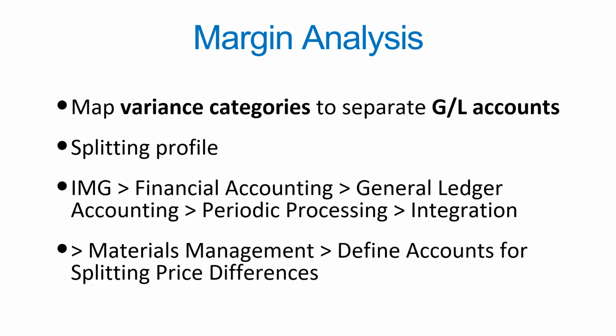We discussed with the margin analysis, you map variances to separate GL accounts in the splitting profile. The menu path for the splitting profile is here. It's fairly straightforward. You just have to create the new GL accounts for the variances instead of creating the value fields in costing-based COPA. It's the equivalent of it.